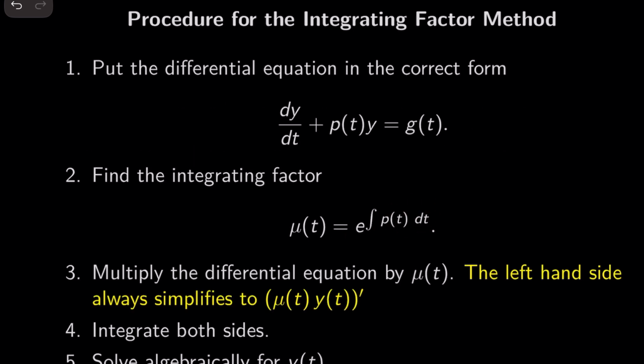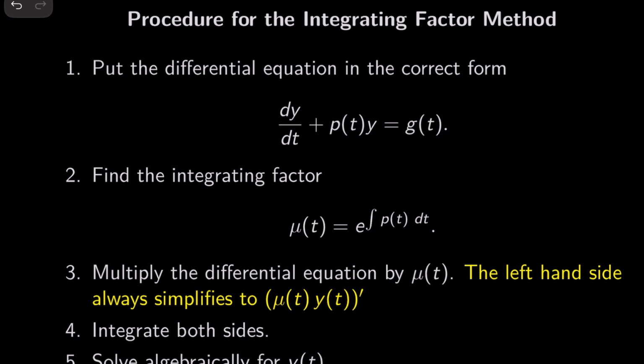To solve a linear first order differential equation, we use a method called the method of integrating factors. So now here is how we use the method of integrating factors. Number one is to put the differential equation in the form dy/dt plus p(t)y is equal to g(t). The coefficient of dy/dt must be equal to 1, the dependent variable y must be multiplied by a function of t, and the right hand side should be a function of t.